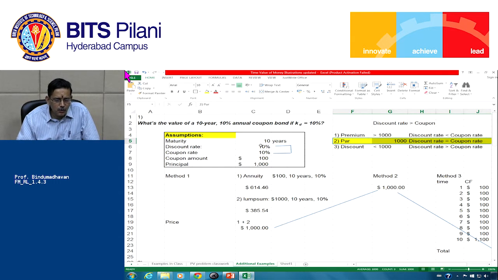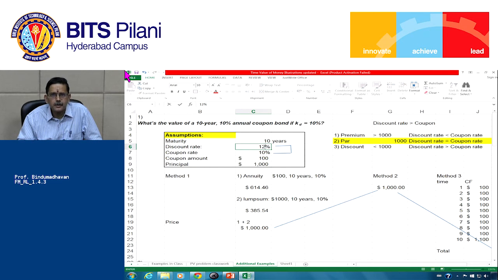But suppose the discount rate is more than the coupon rate. Let's put 12%. Then what happens? What do you think should happen? Think for a minute. If the discount rate is more than the coupon rate, will it be more than 1,000 or less than 1,000? Of course, don't look at the answer that is there on the screen. Think about it by yourself. The answer is it should be less than 1,000 because we are discounting it back.